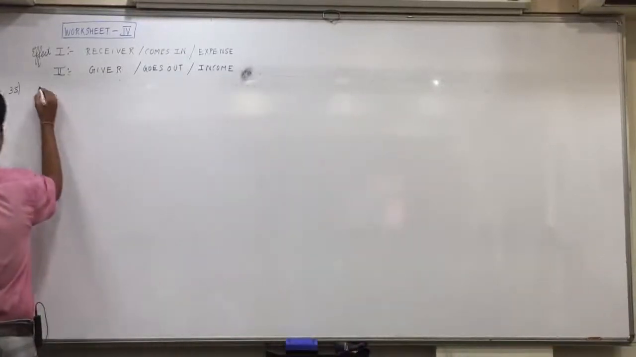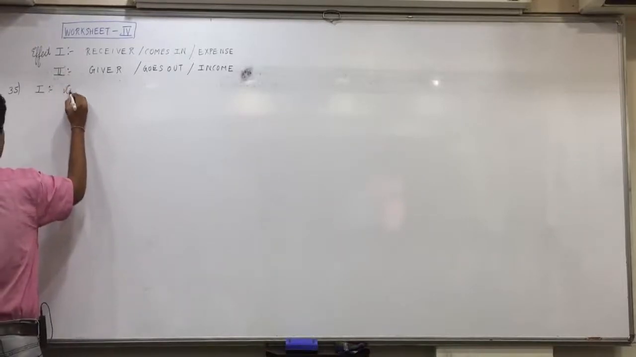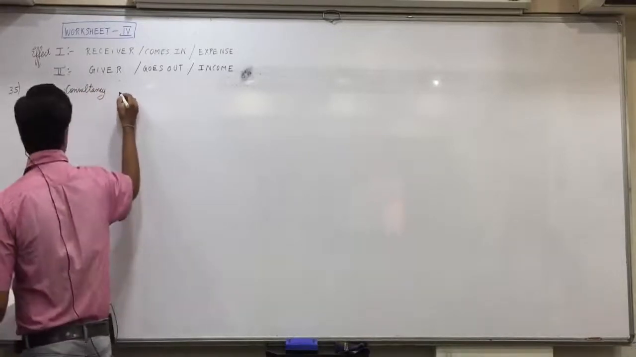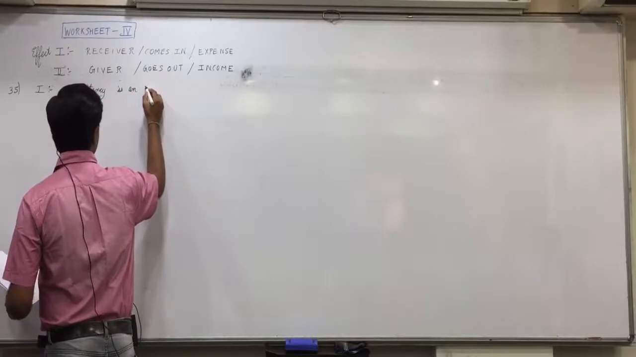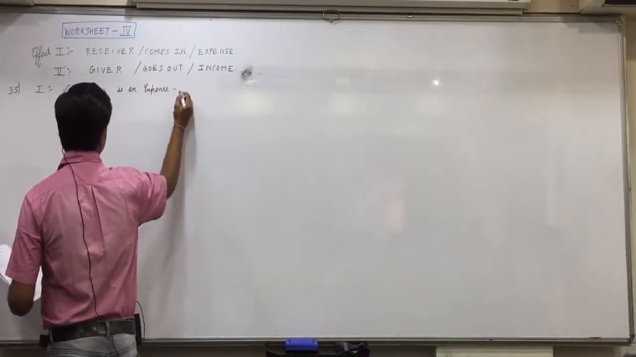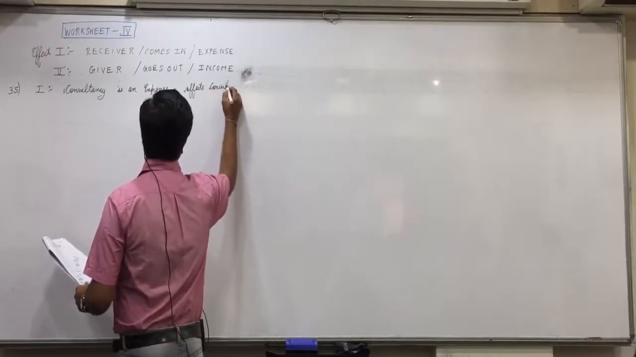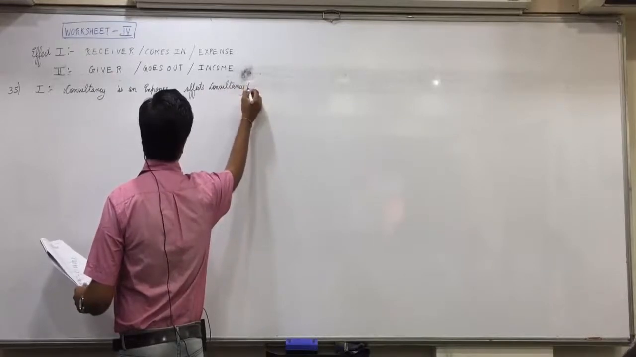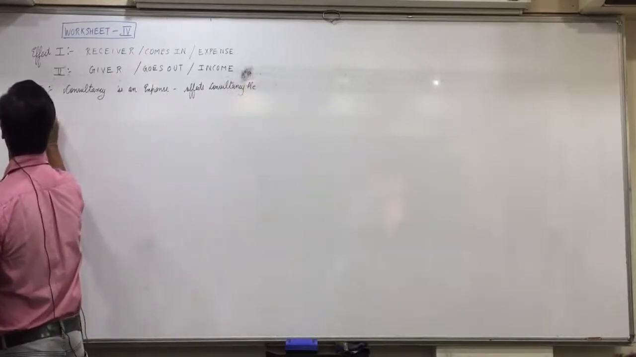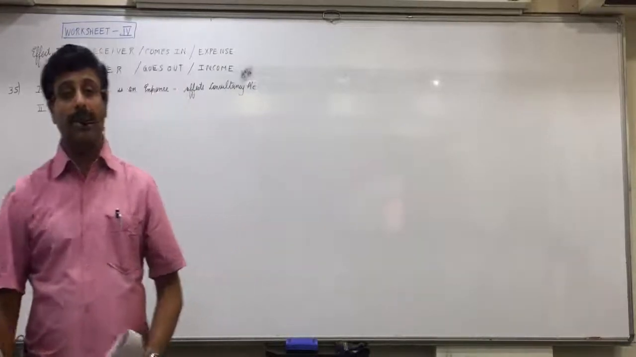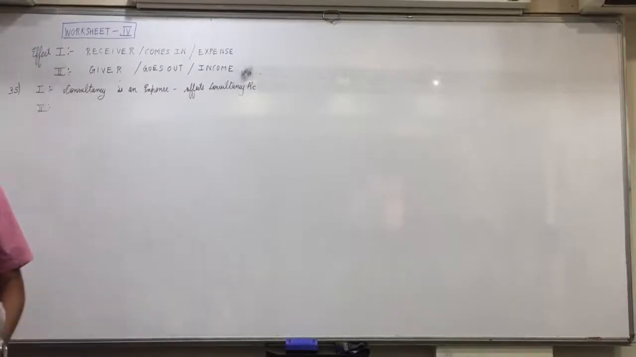So effect 1, consultancy is an expense, affects consultancy account. Able to understand this? I repeat it. Who is the receiver? No one, because no name is there. What comes in? Nothing comes in. Which expense is incurred? Consultancy. So consultancy is an expense, affects consultancy account.